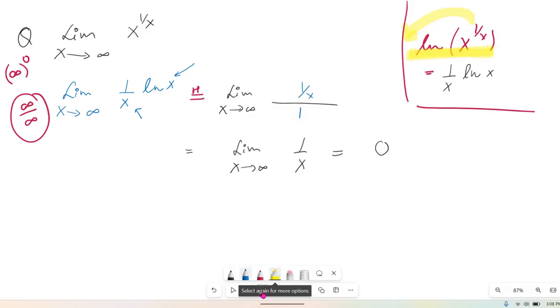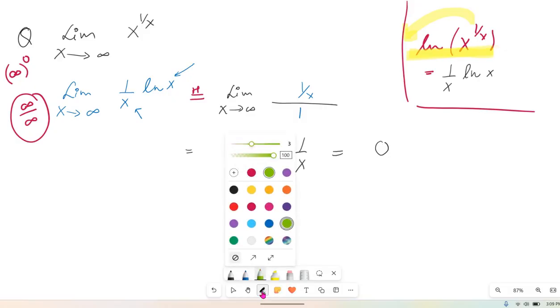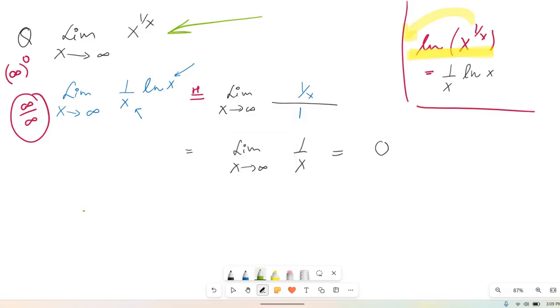Now, our goal was to find the limit of this function. That's not log. It's a different function, right? But how do we get rid of log? The inverse function of log is exponential. So the limit of this function is different from 0, and how do we get it? By taking off the log. How do you take off the log?